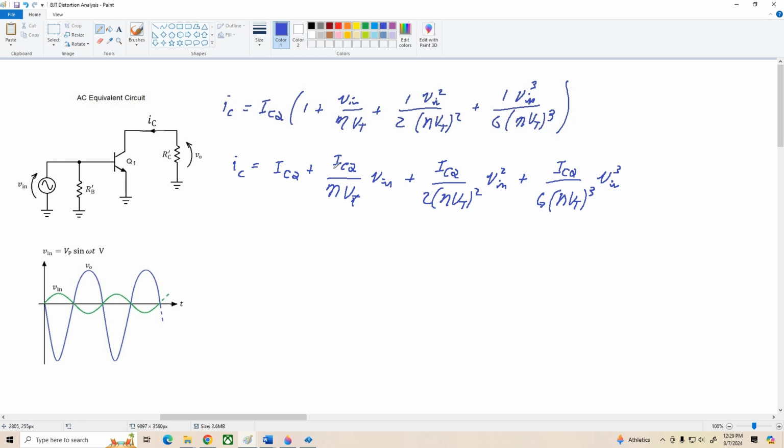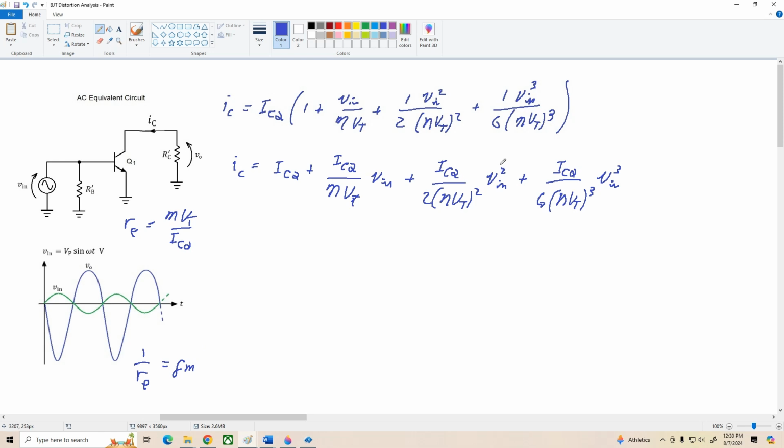at this factor ICQ over eta vt. All right, if you remember, little re is equal to eta vt over ICQ. So what we've got here is the reciprocal of little re, and that's gm, right? 1 over little re equals gm. That's the transconductance for the transistor.